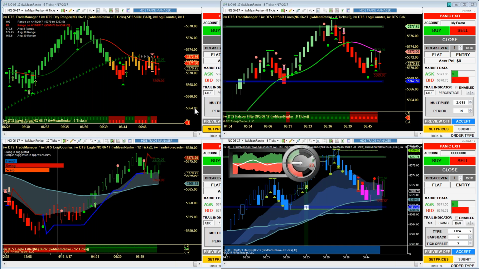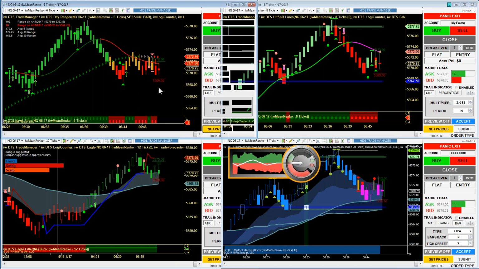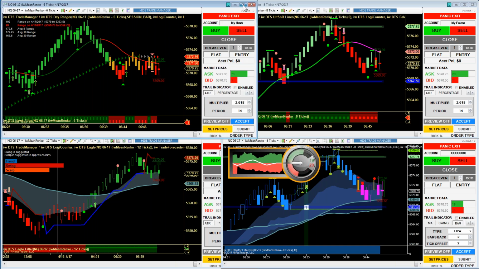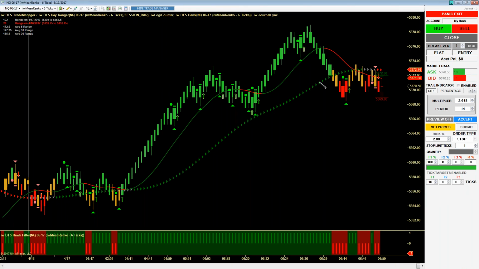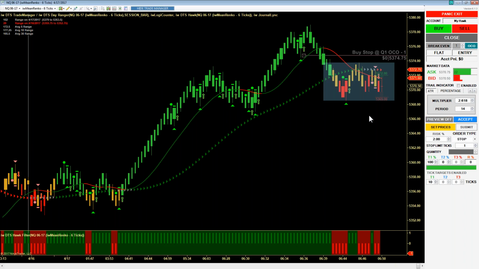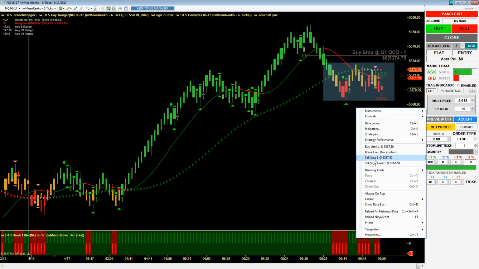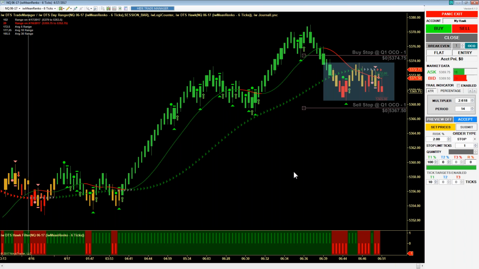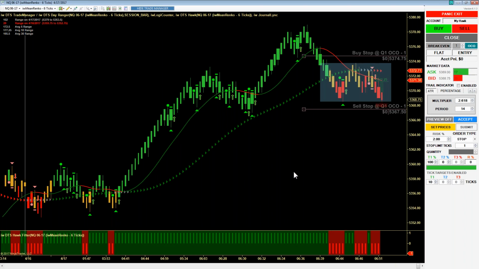I suppose if you were inclined, you could use an OCO order and bracket this little sideways range that we have going on. You could use your OCO function. You could buy a breakout above. You could sell a breakout below. That's definitely an option.